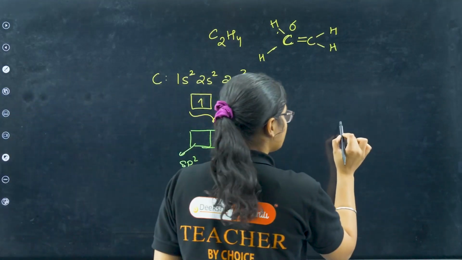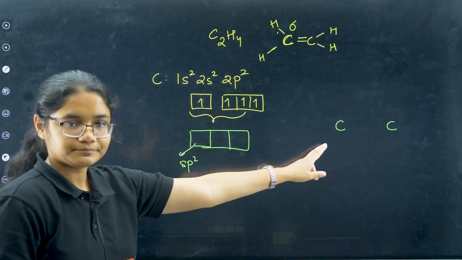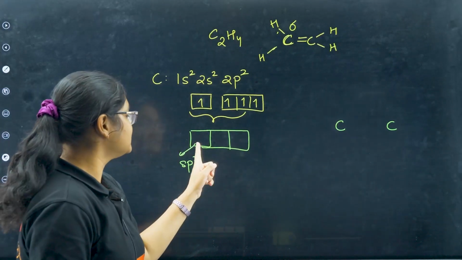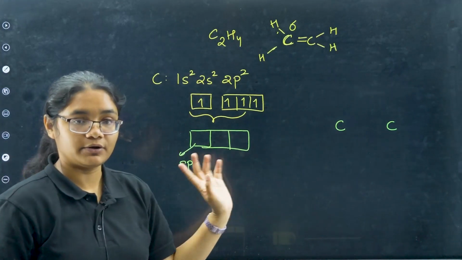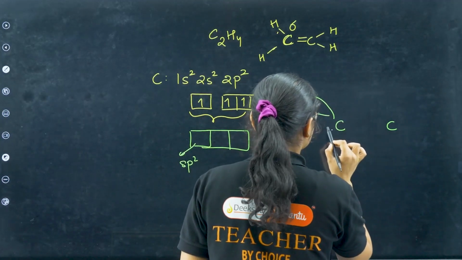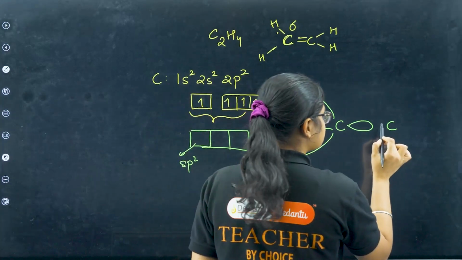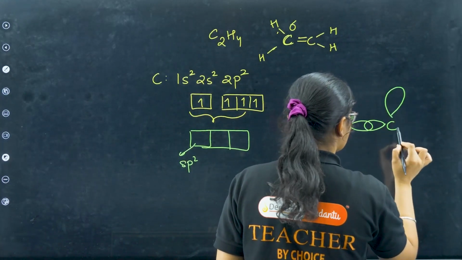Now if I show you carbon and carbon, each carbon has 3 sp2 hybrid orbitals. So I have one sp2 hybrid orbital like this, one sp2 hybrid orbital like this, and one like this. Similarly, this carbon is also having them like this.